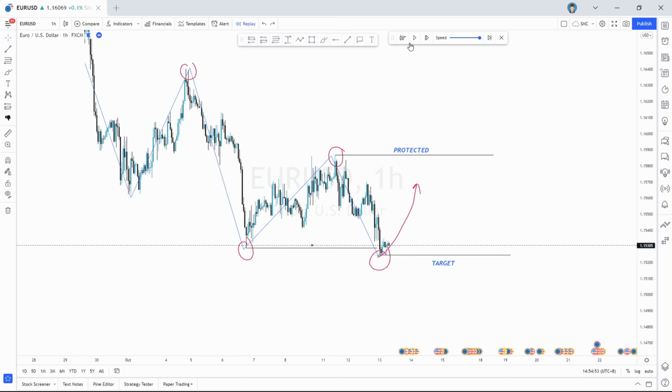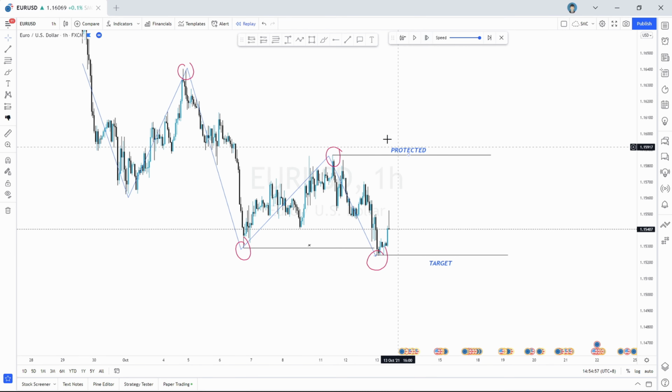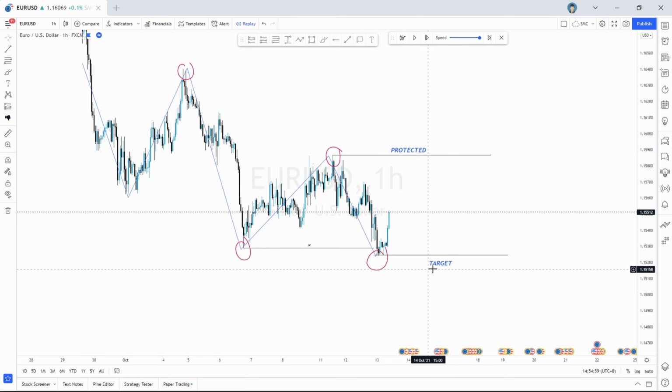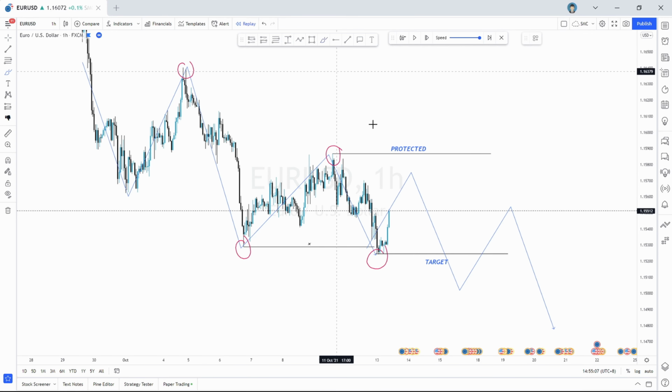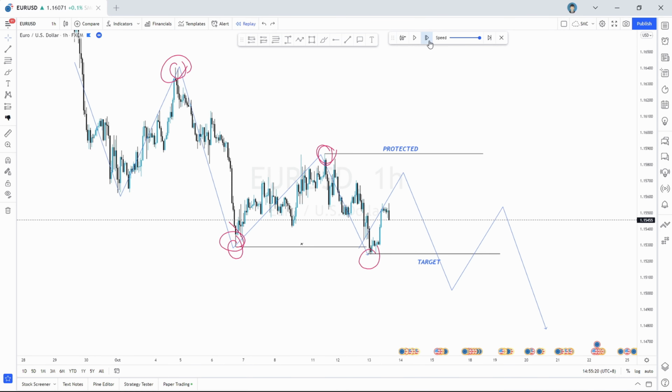So obviously we don't want price to break this protected swing, and we also marked up this target over here because we want price to continue to the downside, following the historic pattern it's giving, since we're having lower highs, lower lows, lower highs, and lower lows. So we can mark this up as protected and target zones.